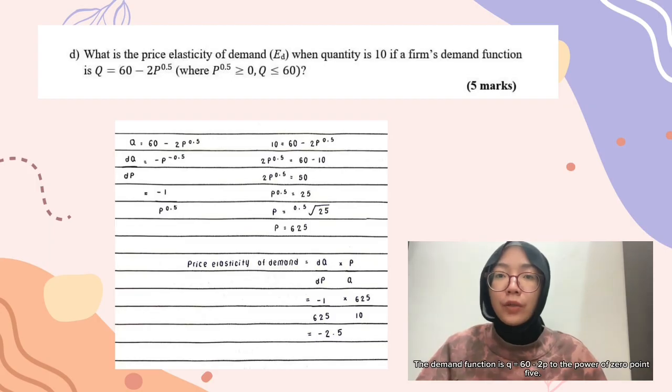The demand function is Q equals 16 minus 2P to the power of 0.5. To calculate elasticity, we need dQ divided by dP. dQ divided by dP equals negative P to the power of negative 0.5. So dQ divided by dP equals negative 1 divided by P to the power of 0.5. The formula for price elasticity of demand is ED equals dQ divided by dP times P divided by Q. So, negative 1 divided by 625 times 625 divided by 10, and we will get the answer, negative 2.5. The price elasticity of demand when Q equals 10 is negative 2.5.